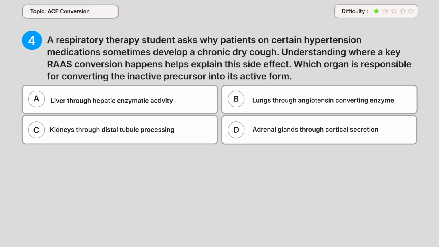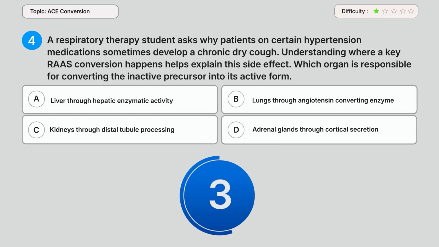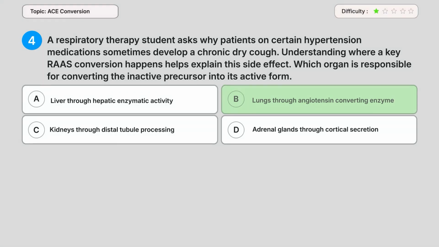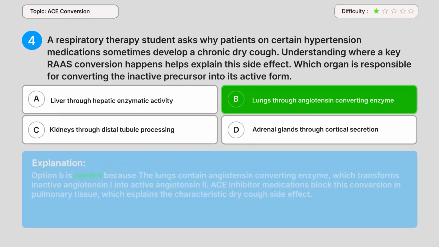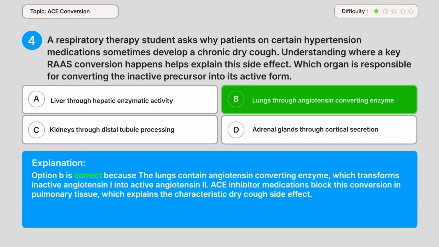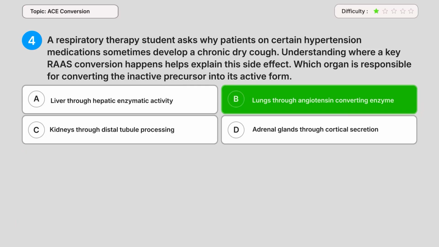C. Kidneys, through distal tubule processing. D. Adrenal glands, through cortical secretion. Can you guess the answer? Correct answer, B. Lungs, through angiotensin-converting enzyme. The lungs contain angiotensin-converting enzyme, which transforms inactive angiotensin I into active angiotensin II. ACE inhibitor medications block this conversion in pulmonary tissue, which explains the characteristic dry cough side effect.